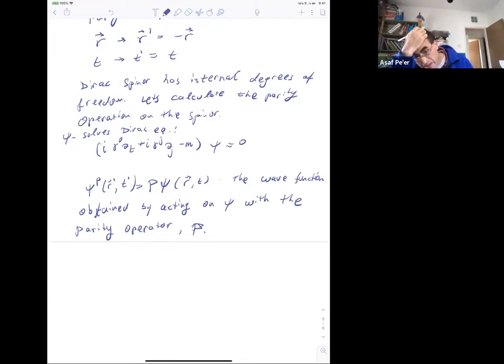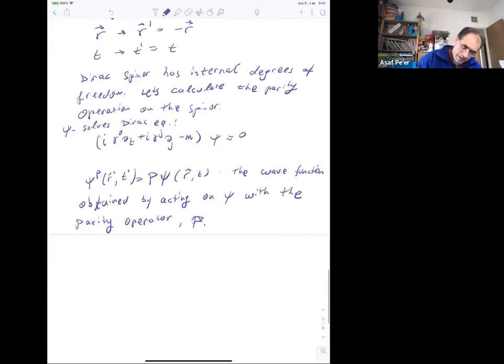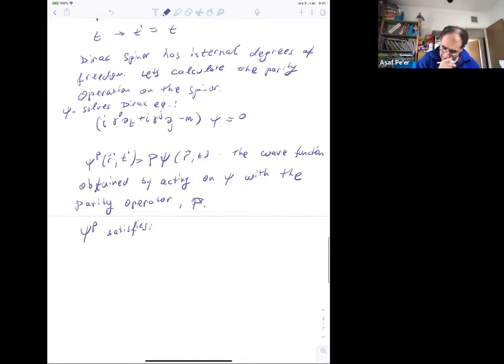Now, the new wave function, psi_p, must also satisfy the Dirac equation, which is written in the new coordinates. So if I write down the new Dirac equation, it will be (i gamma^0 d_t' + i gamma^j d_j' - m) psi_p = 0. This is the Dirac equation in the new coordinates.